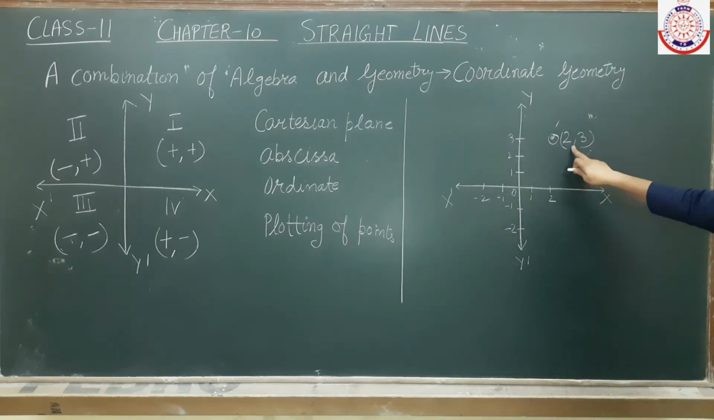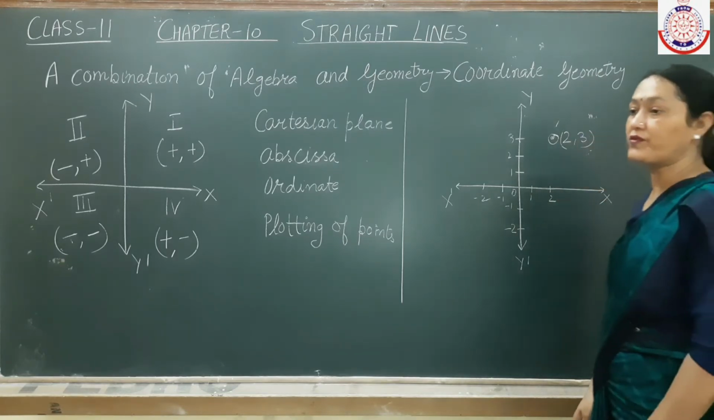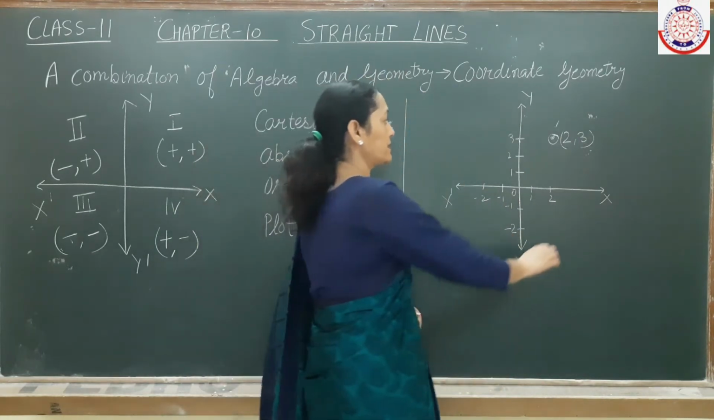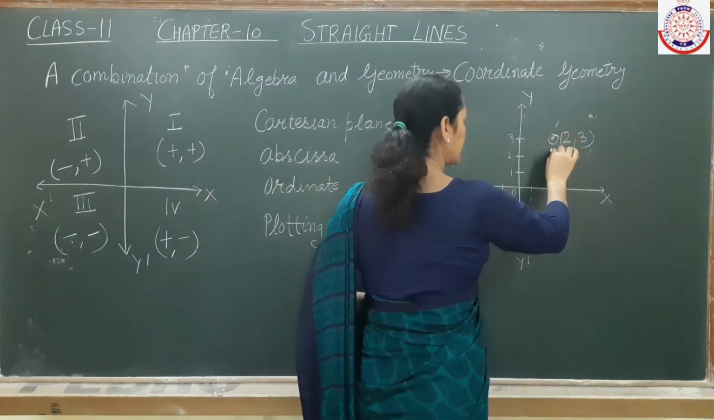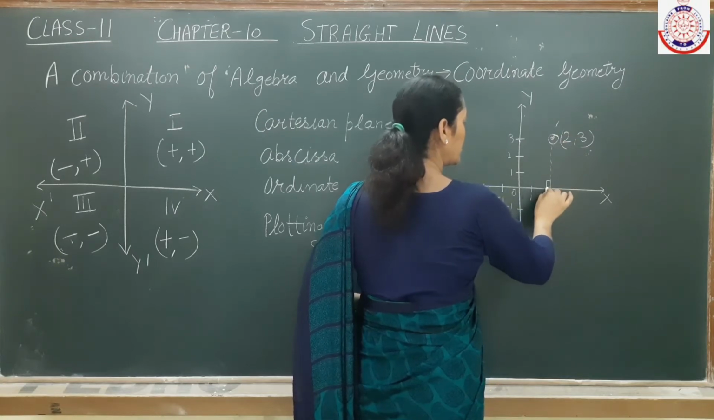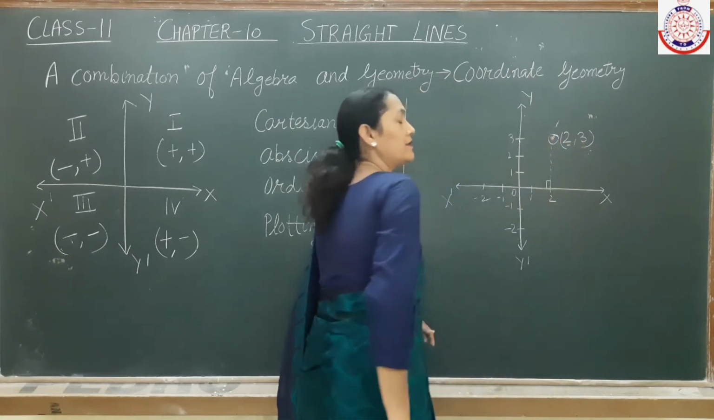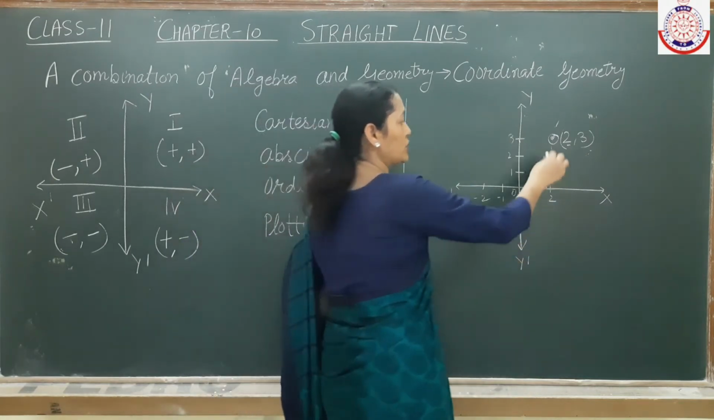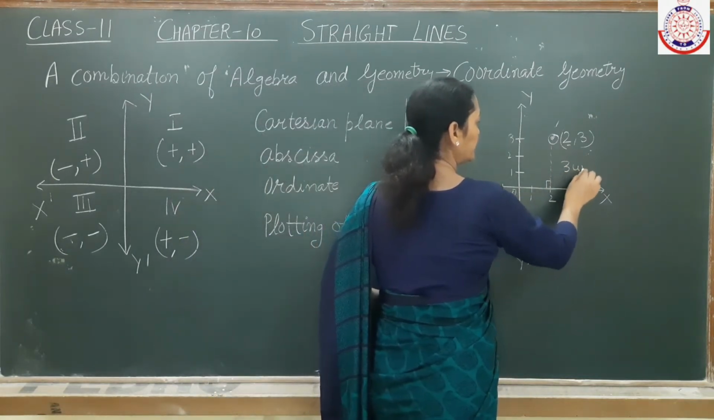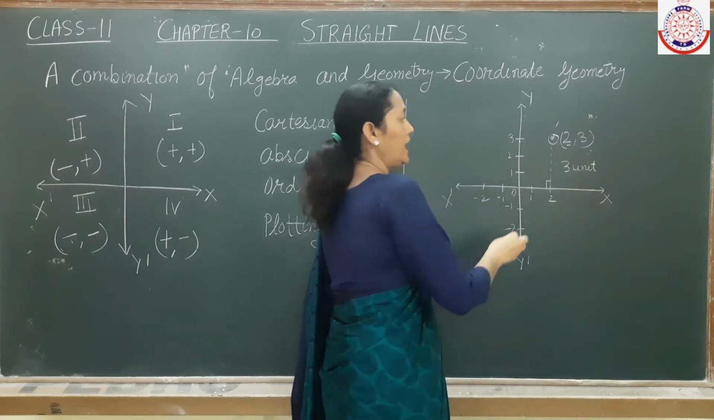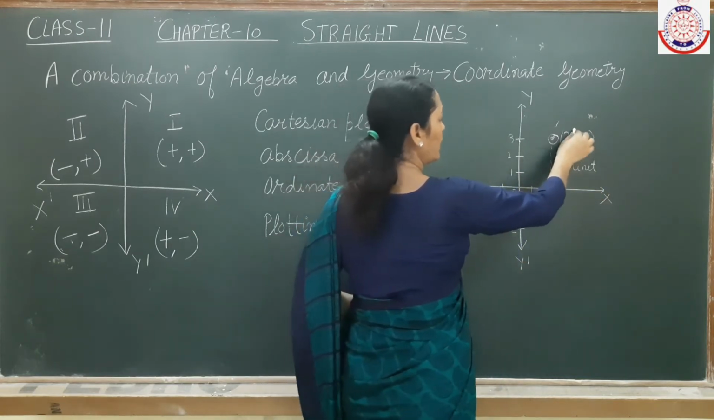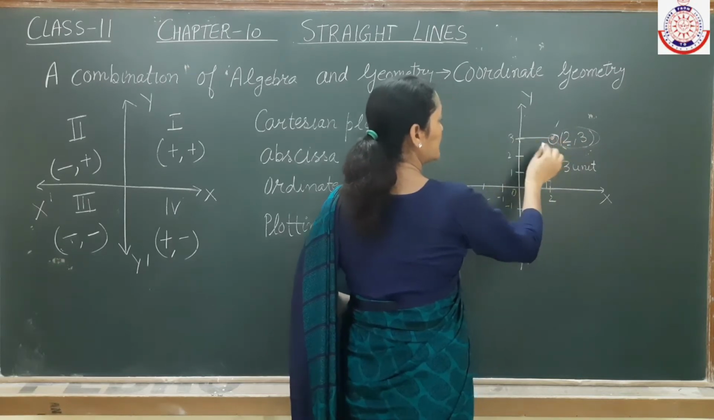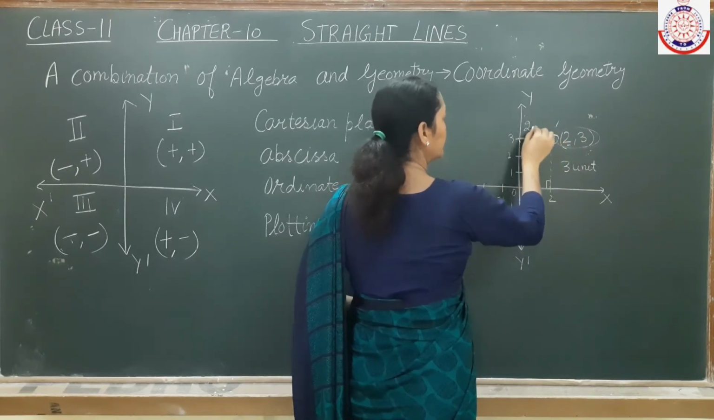How much is the perpendicular distance of the point 2, 3 from x-axis? The value of y, 3 unit. And the perpendicular distance of this point from y-axis is 2 unit.